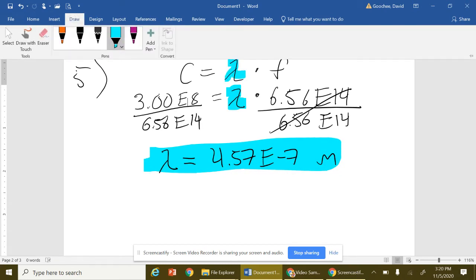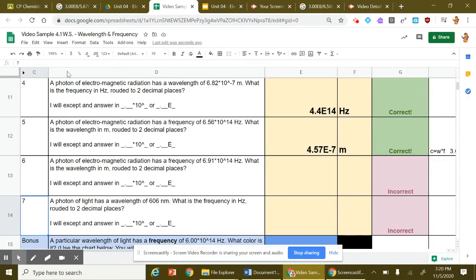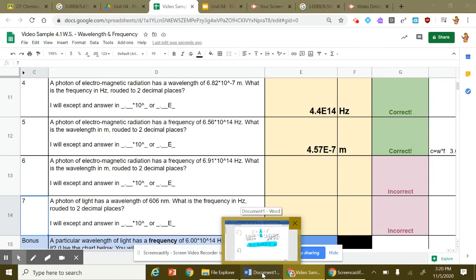Okay, here we go. On to number 6. A photon of electromagnetic radiation has a frequency of 6.91 times 10 to the 14th hertz. What is the wavelength? This is the exact same kind of problem as the one directly above it.